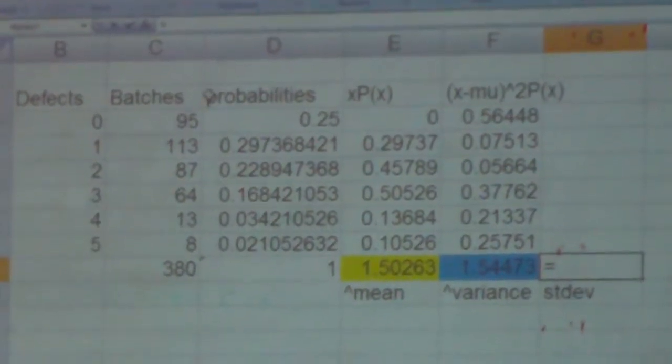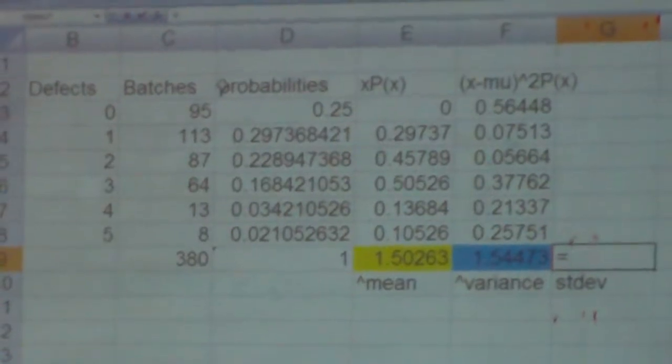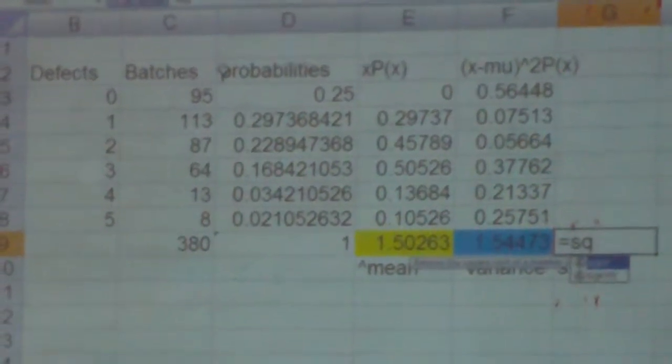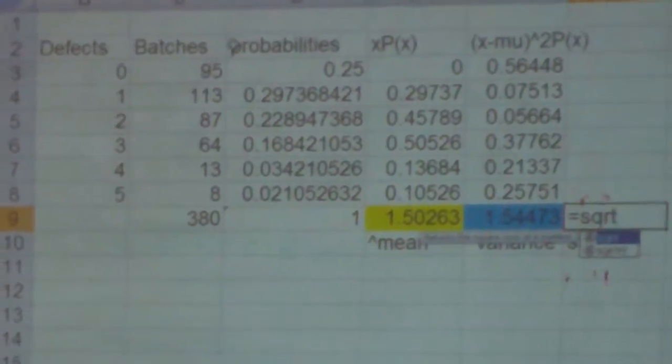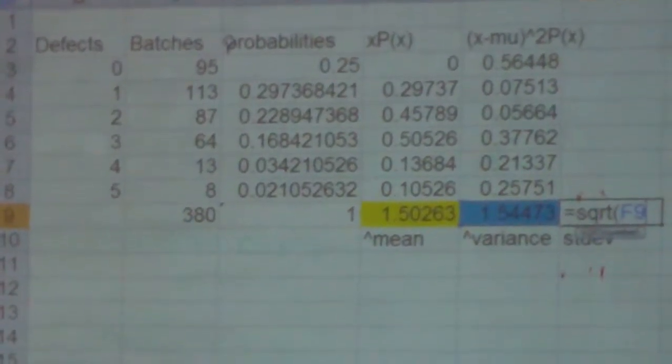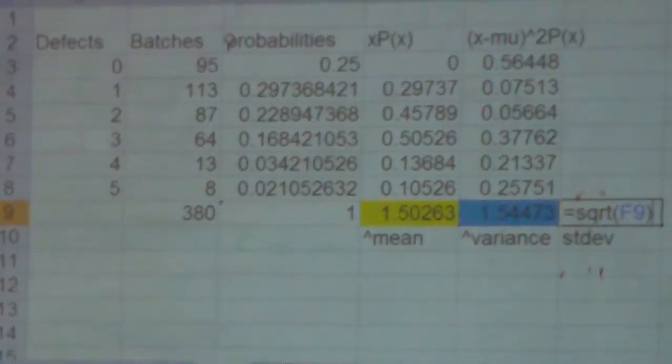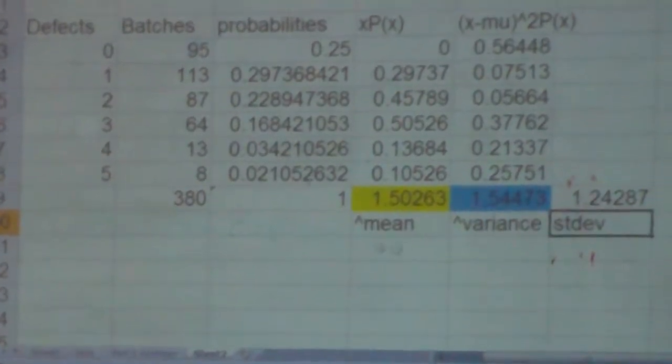How do you do square root on Excel? Anybody? SQRT, right? SQRT, parentheses, and you pick the number you want to take the square root of, and go ahead and take the square root of that.